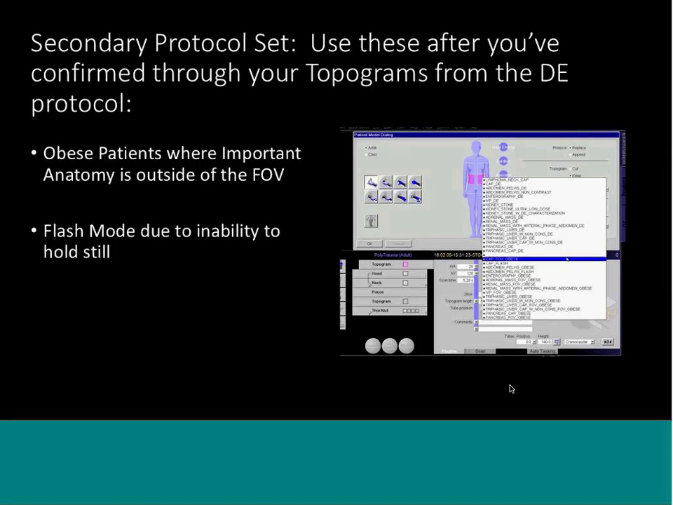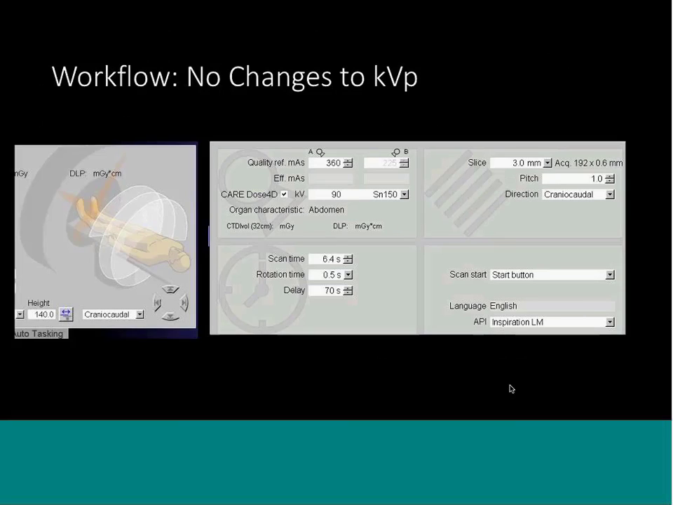So I'm going to narrow down the list for you guys so that when you open it, you'll only see the primary protocols. There's a drop down, and underneath that, you'll see the secondary protocols, which are essentially for obese patients where that important anatomy is either outside of the FOV, or what if you have a patient that can't hold their breath? Your flash mode protocols will also be below as your secondary recon. So they're separated, so two lists. We're going to call the secondary scans obese scans or flash mode scans. They have similar dose characteristics, but they'll have that full 50 field of view.